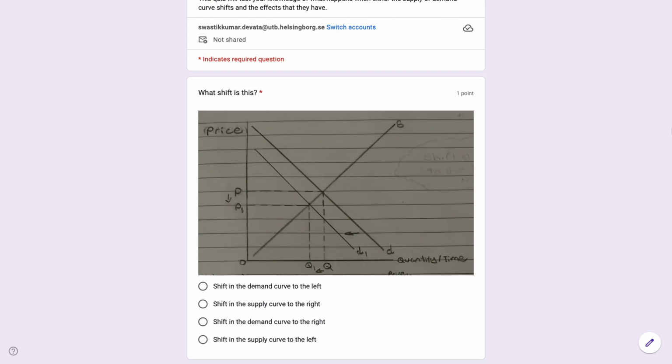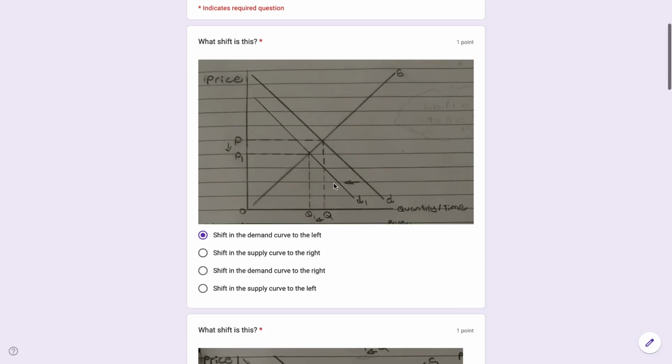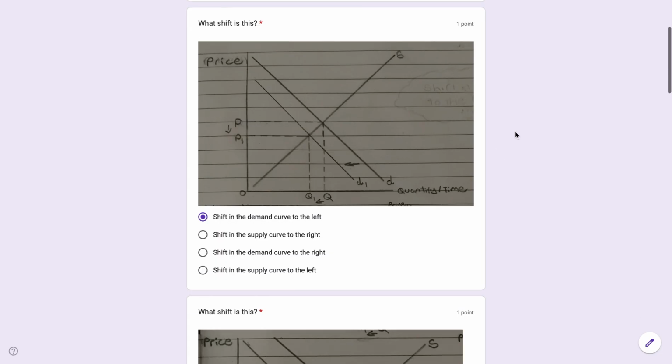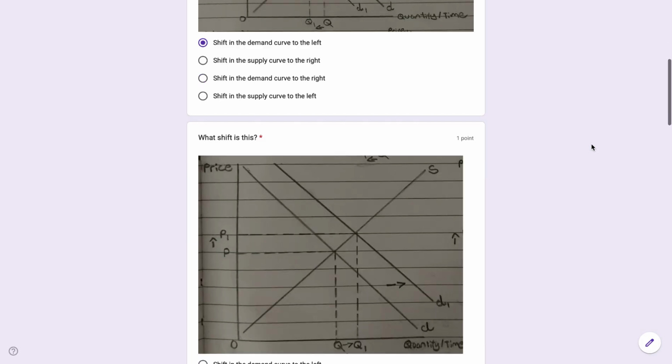So what is that telling me? I can also say that the demand is shifting to the left. And because it's shifting to the left, as a result, there's less quantity demanded from Q to Q1. So this clearly shows me that there's a shift in the demand curve to the left. And you can very easily also see your left and right. So yes, this is just a diagram identification question. Hopefully there wasn't too much trouble with that.